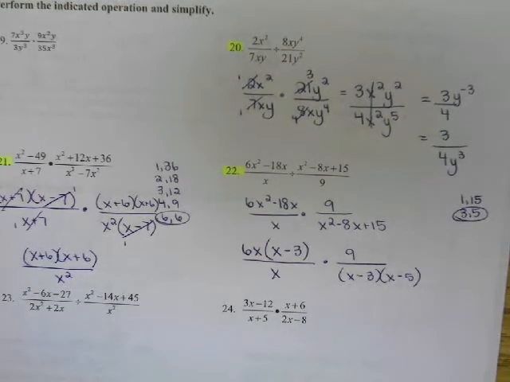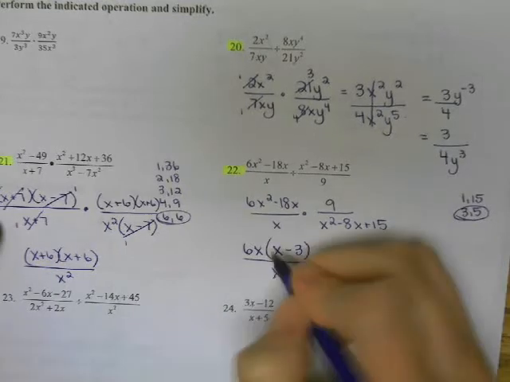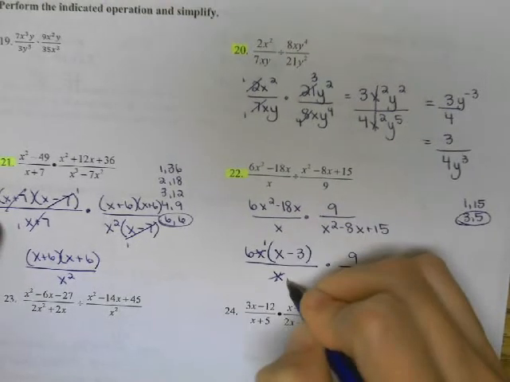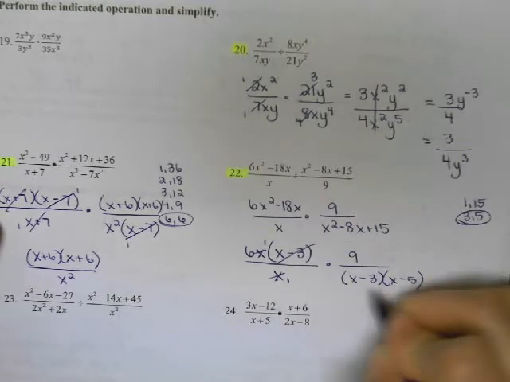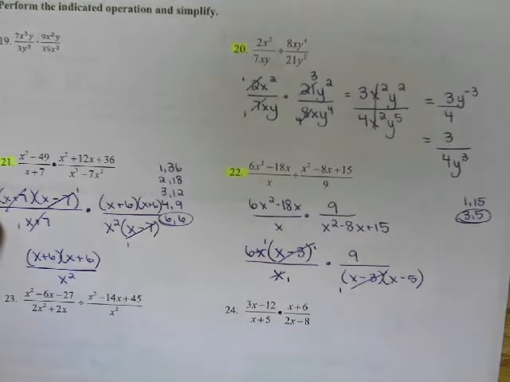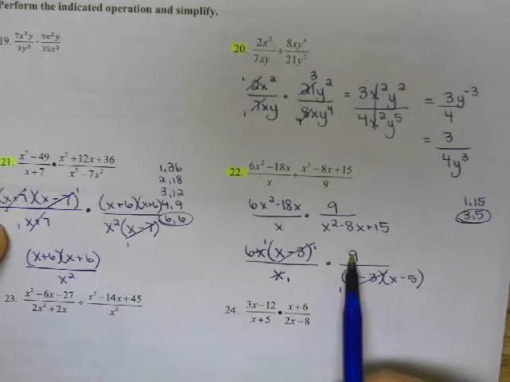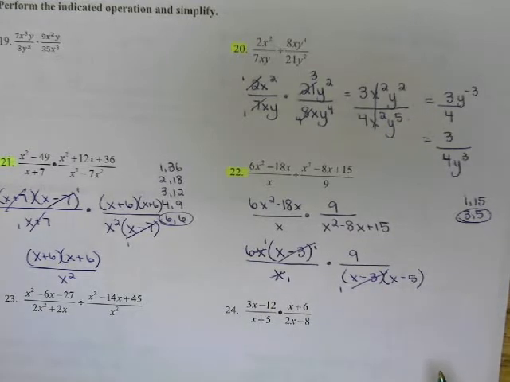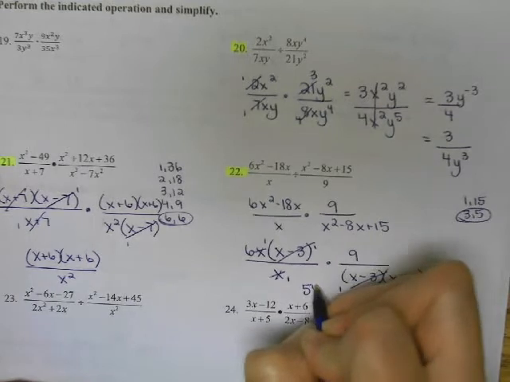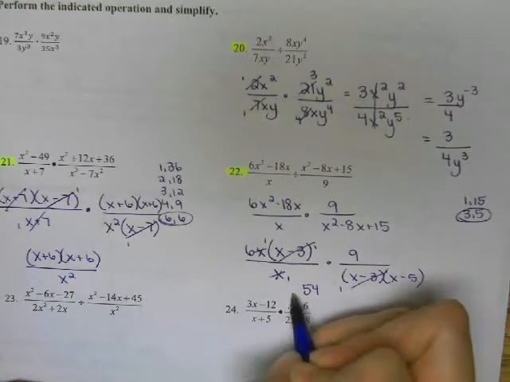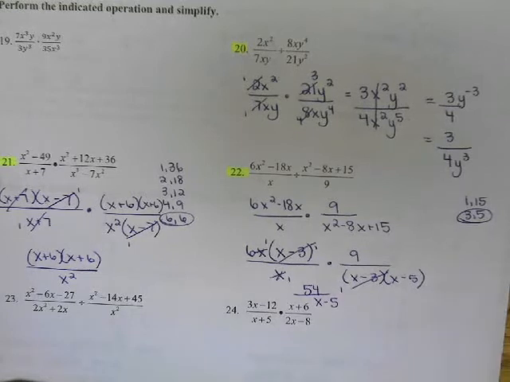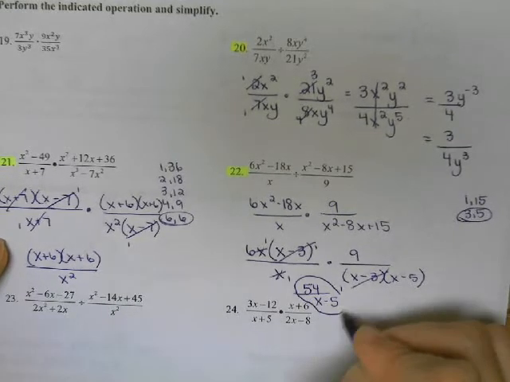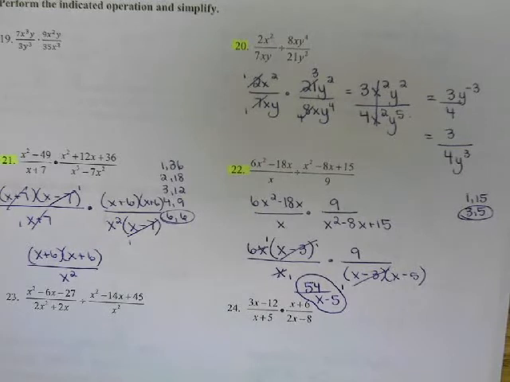Now, before I multiply across, I want to see if I have any like terms in top and bottom. So right here, I have an x and an x, so those simplify. And I have an x minus 3 and an x minus 3, so those simplify. So in the top, I'm left with a 6 times 9, which gives me 54. And in the denominator, I'm left with x minus 5. So that becomes my final answer. Okay? All right, so that was one of every type of problem.